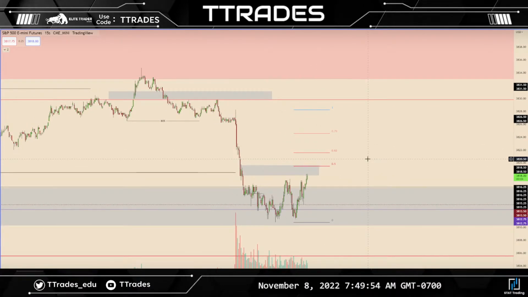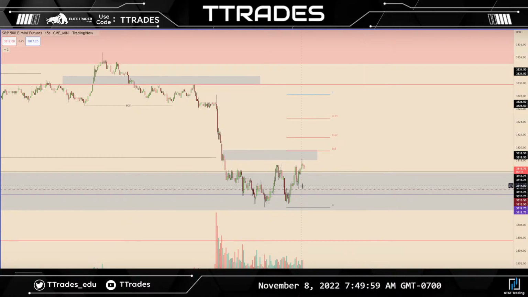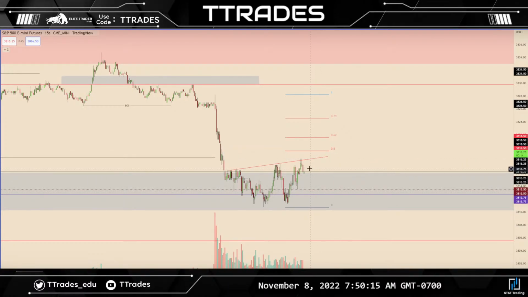So I'm like not really biased at all anymore. But you can see, remember our broadening formation we had drawn? Right? So now if we go break through this low, then we could see more downside. But instead, we're gonna maybe grind up on this, which is really annoying.